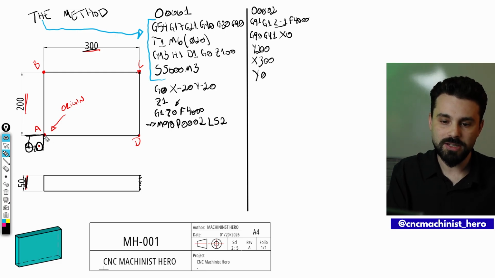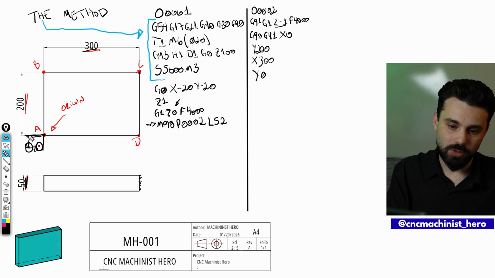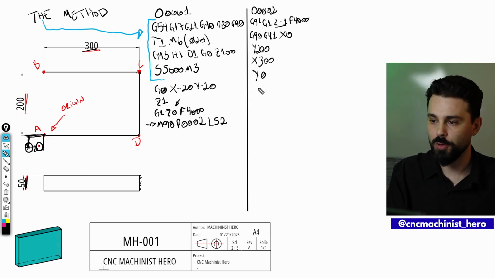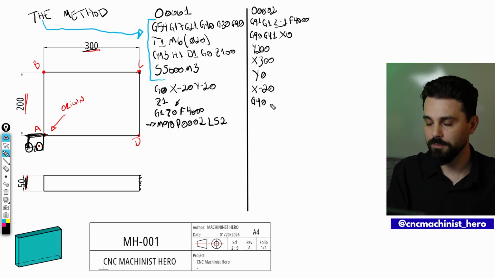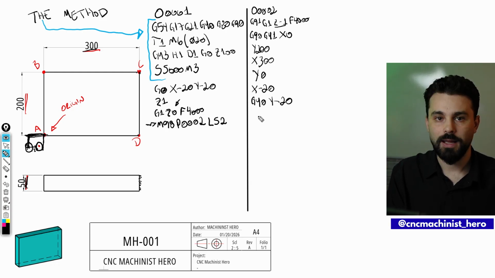But I don't want to just stop here on point A. I want to pass a little bit so I can go to the same point I started my tool on. So I'm going to X -20. So I have fully completed my contour in here, and I want to discompensate my tool going back to Y -20. G40, Y -20. And I can finalize my program with an M99.